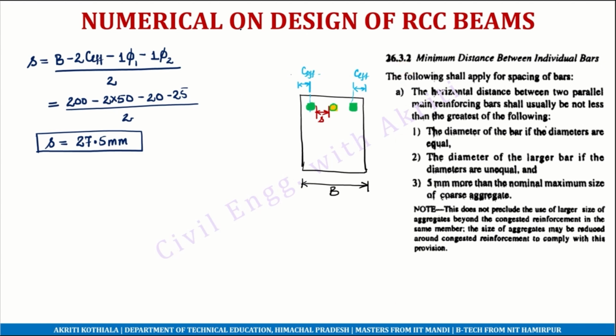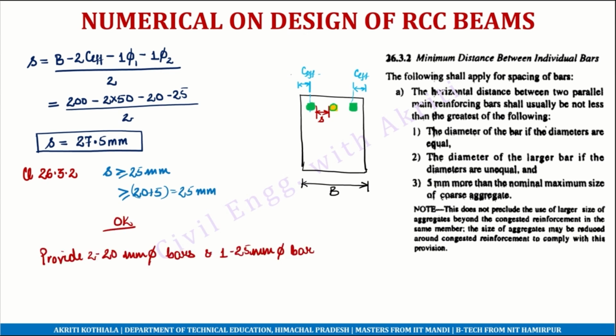Clause 26.3.2 says that the value of the spacing should be greater than the largest bar which we are using, which is 25 mm. So 27.5 is greater than 25 mm, and it should also be 5 mm more than the nominal maximum size of coarse aggregate. The nominal maximum size we are using is 20, plus 5 gives us 25 mm. Again, 27.5 is greater than the requirements of clause 26.3.2. Therefore, okay, we can provide two 20 mm diameter bars and one 25 mm diameter bar.